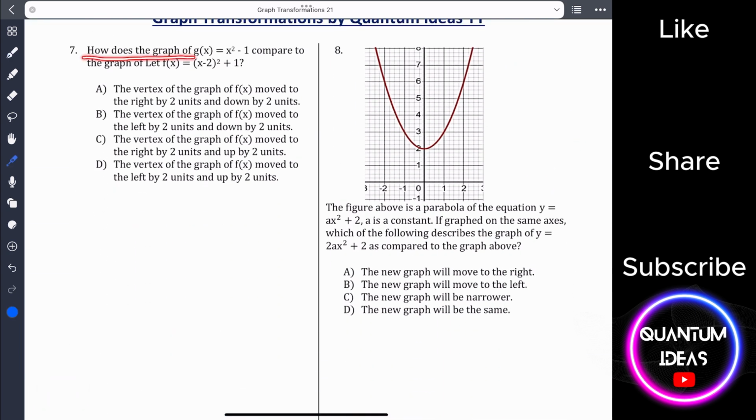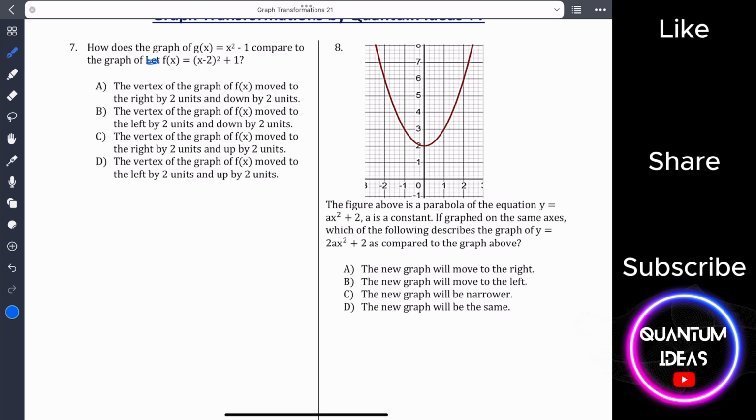How does the graph of g(x) = x² − 1 compare to the graph of, let's say, f(x)? Okay, the graph of f(x) = (x − 2)² + 1. So basically this question is in the reverse order.